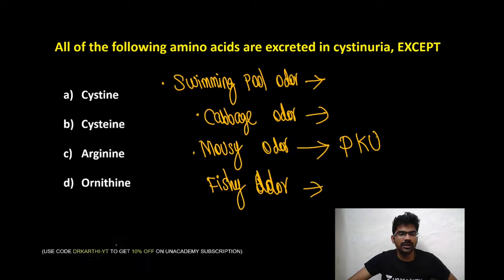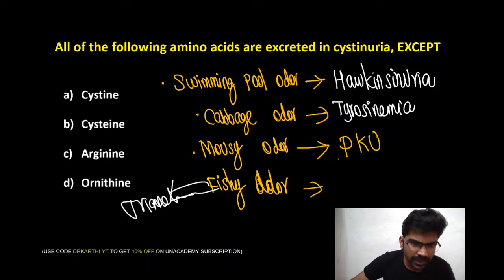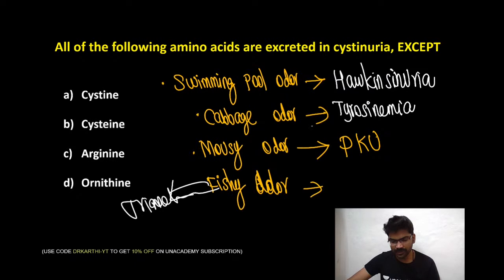What about swimming pool odor? It's a unique disorder. The name is unique. So this is Hawkinsinuria. Okay. You'll be able to remember it hereafter. It will be Hawkinsinuria. Cabbage odor is seen in hypermethioninemia or tyrosinemia. As far as I remember, I think it is tyrosinemia. Fishy odor will be seen in trimethylaminuria. Okay. Clear? So try to remember these disorders.